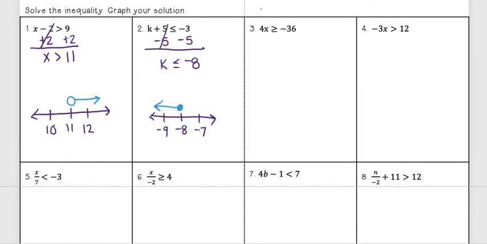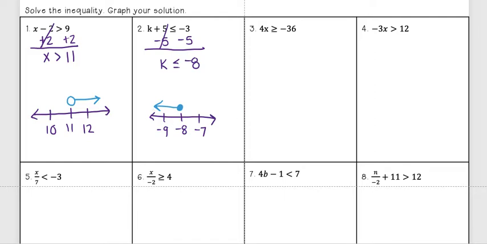Okay, this is what you should have gotten for that next one. To move that 5 to the other side, I just need to subtract 5 from both sides. And so I get k is less than or equal to negative 8. I don't need to flip my inequality for this because I am subtracting. That's only when I'm multiplying or dividing. And so when I graph that, I get this.